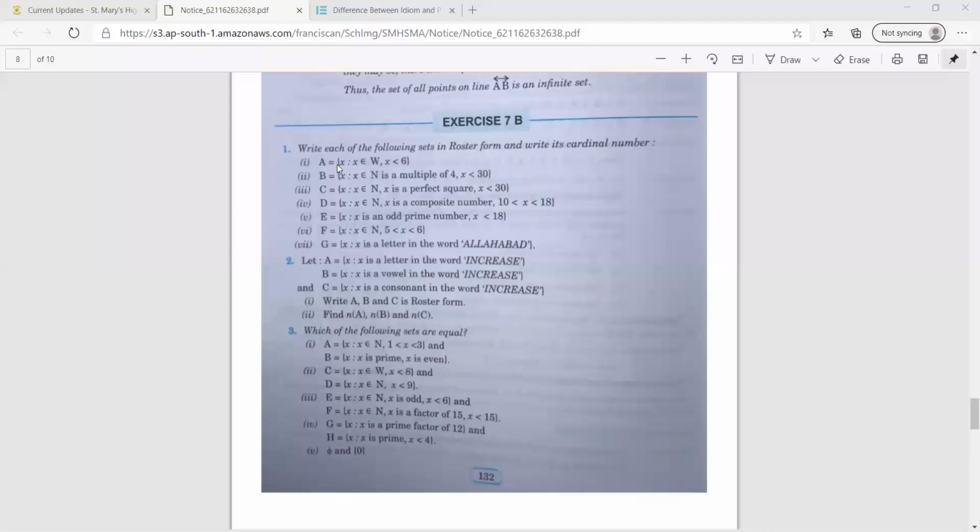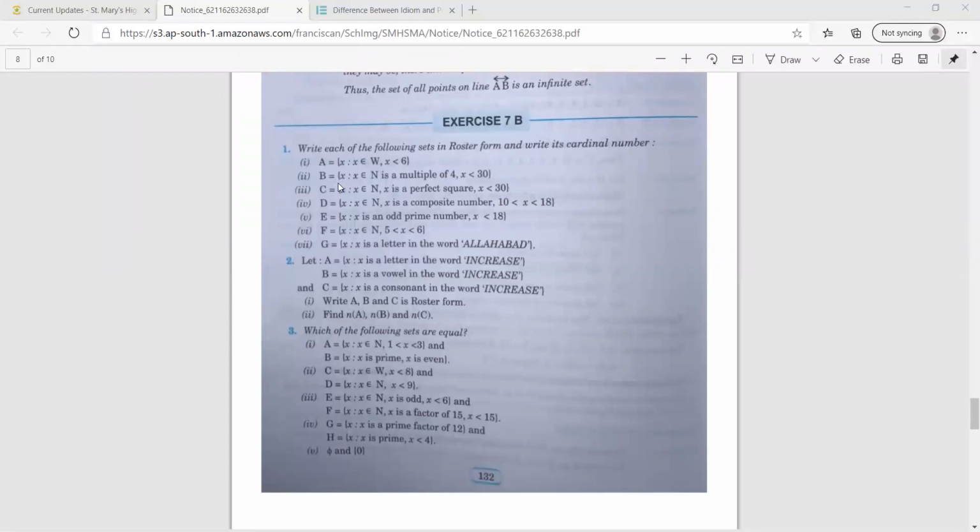So set A will comprise of those elements. And then you are also to write its cardinal number. Now cardinal number means how many elements are there in this set. So there is 0 to 5, that is 6 elements. So the cardinal number of A will be 6.